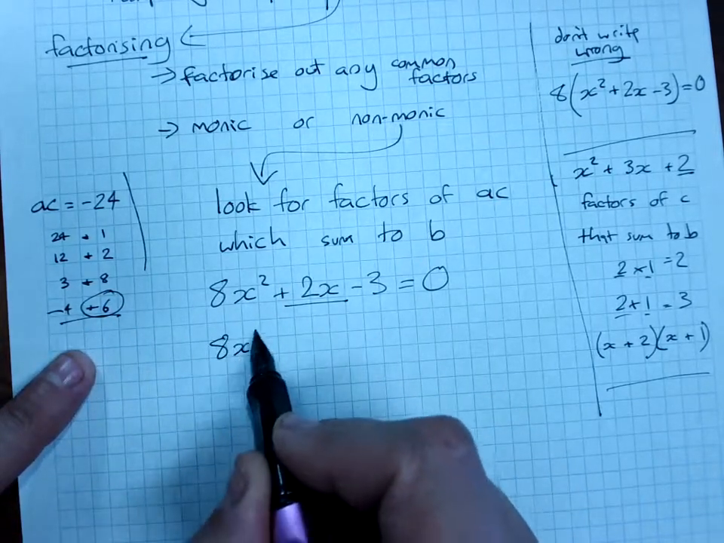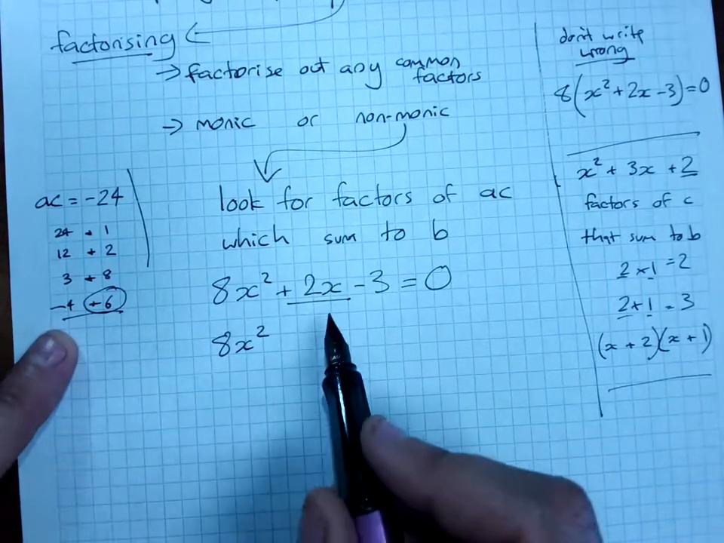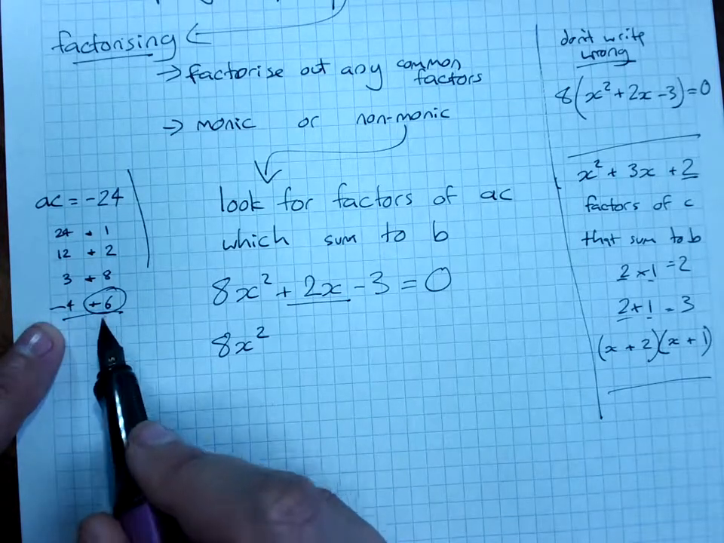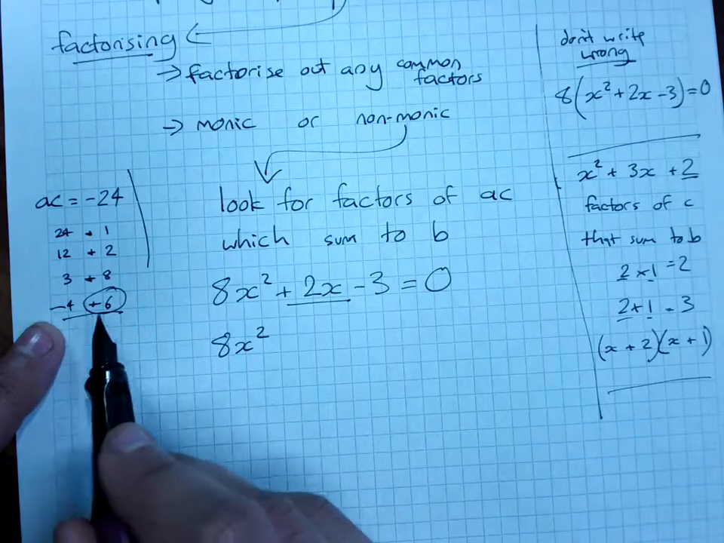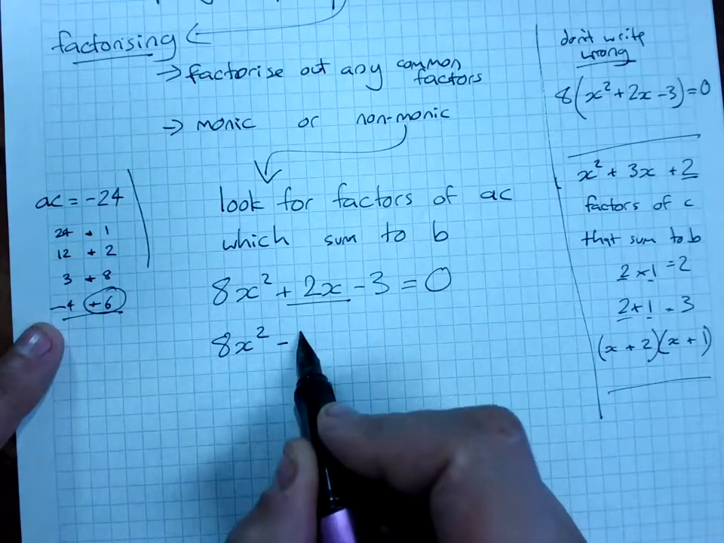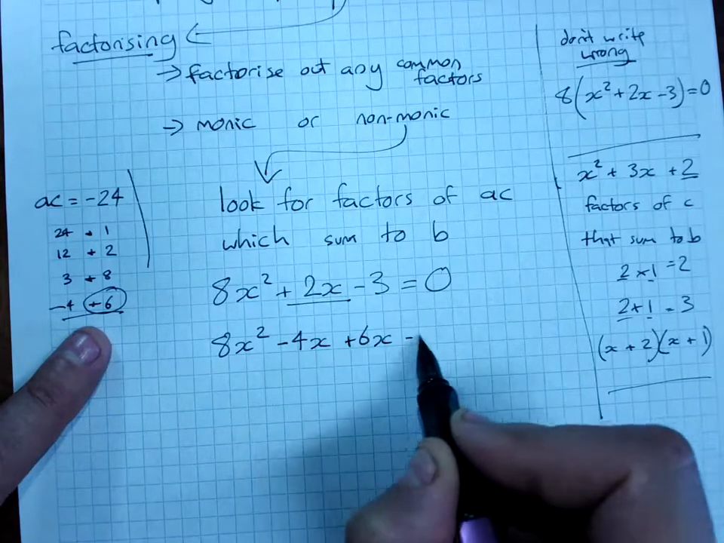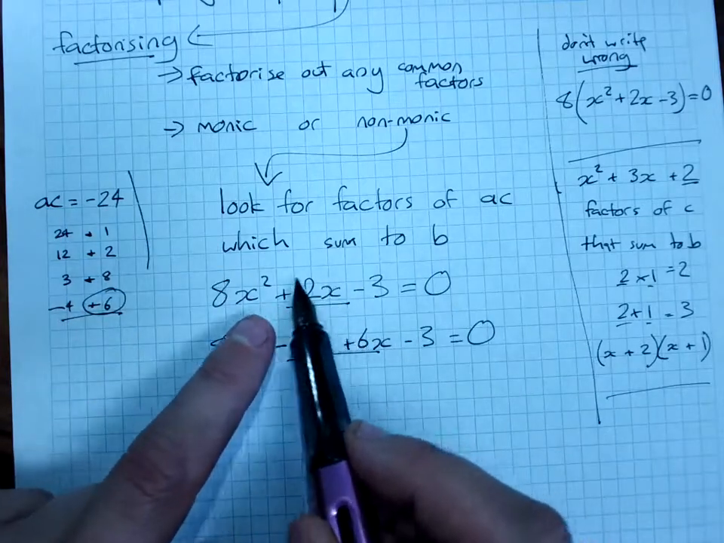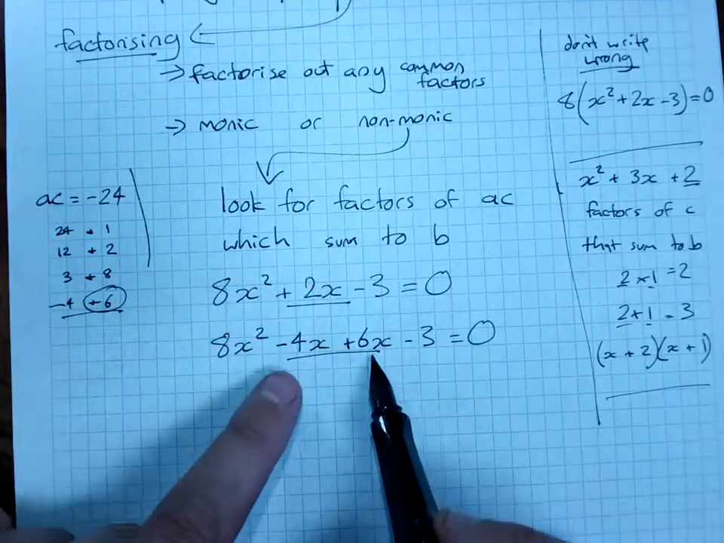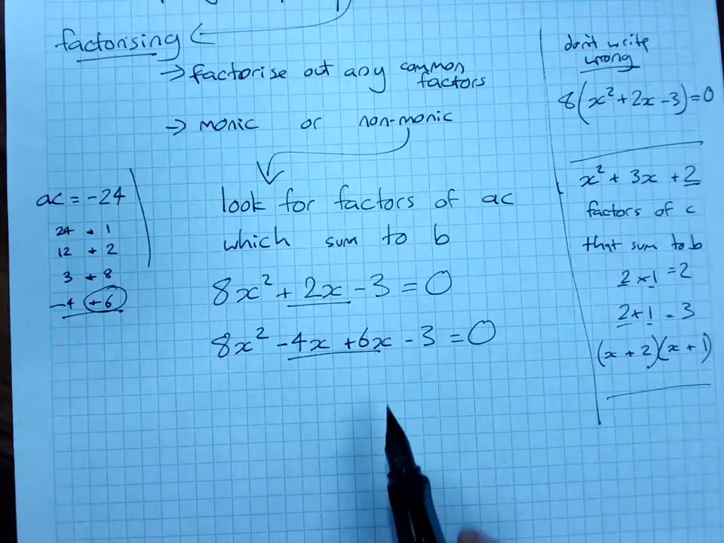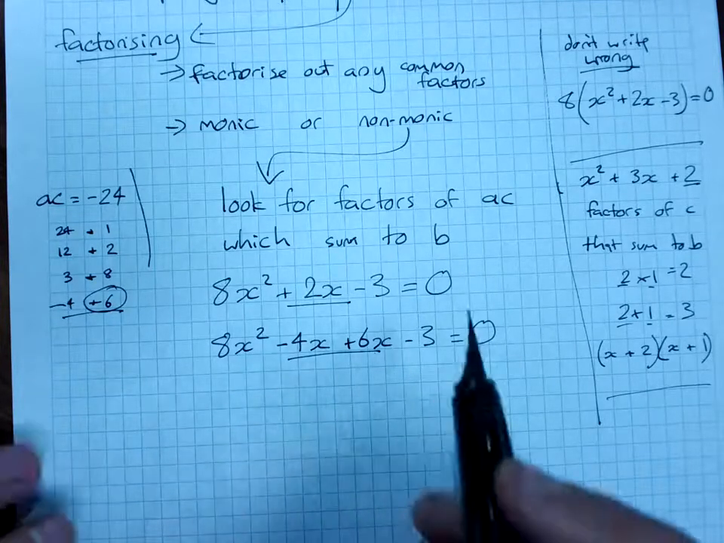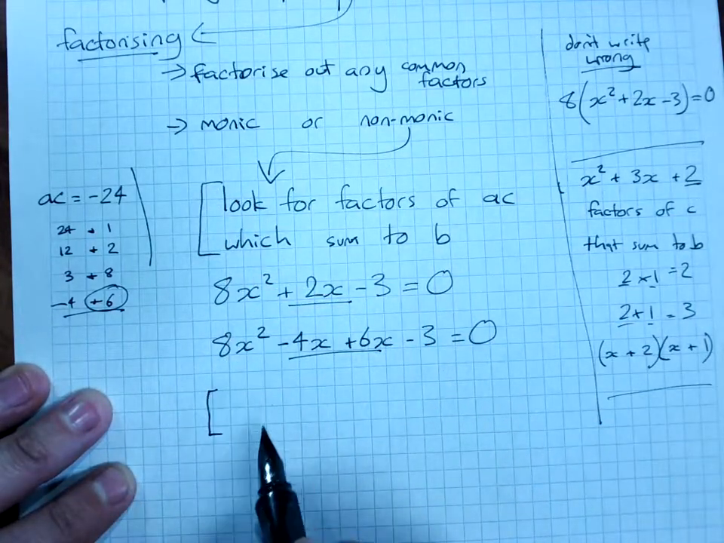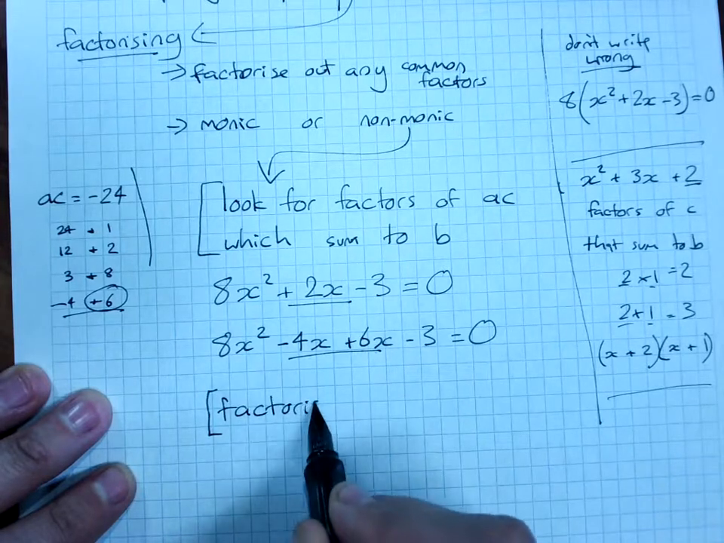So this is 8x squared. Now it doesn't matter what order you put these in, but you're going to write, instead of this, negative 4x plus 6x, or 6x minus 4x. Either way is fine. So we looked for those factors, and then we wrote this plus 2x as actually this was minus 4x plus 6x. Then, having done those two steps, the next step is factorize by grouping in pairs.